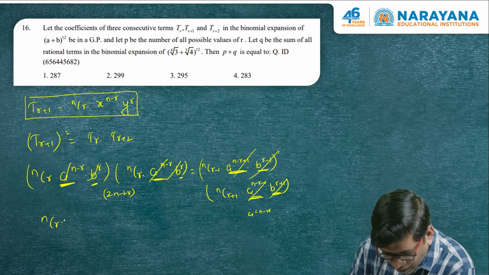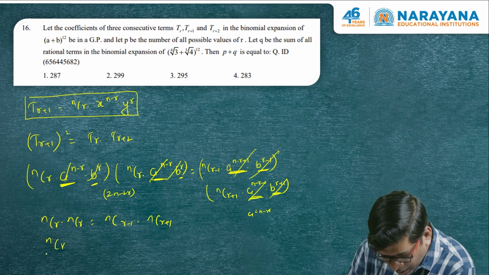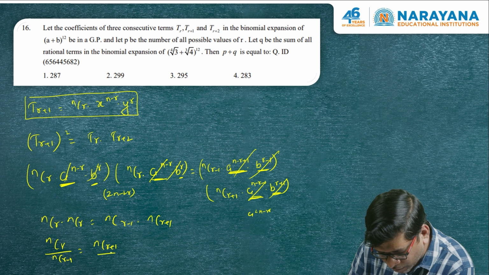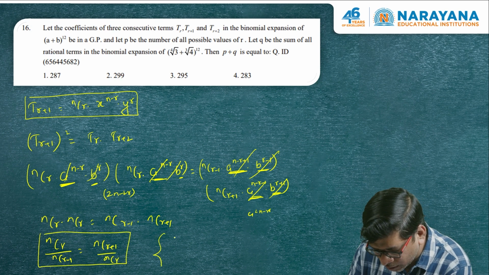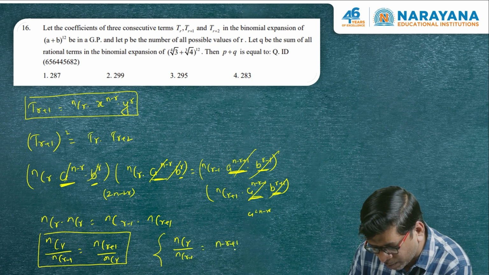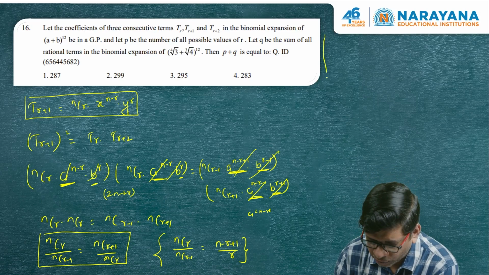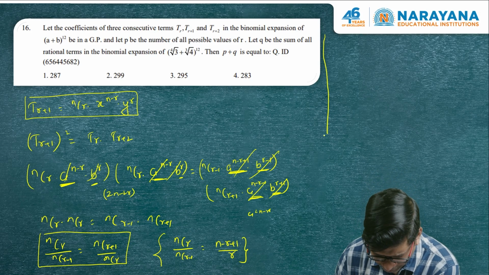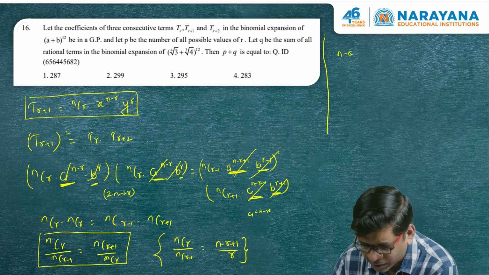So we'll have nCr into nCr equals nC(r-1) into nC(r+1), which means nCr by nC(r-1) equals nC(r+1) by nCr. Now we have a standard result, nCr by nC(r-1) is (n minus r plus 1) by r. Use it here. So if you use it here, what we will get? The LHS is in the same standard form, (n minus r plus 1) by r.